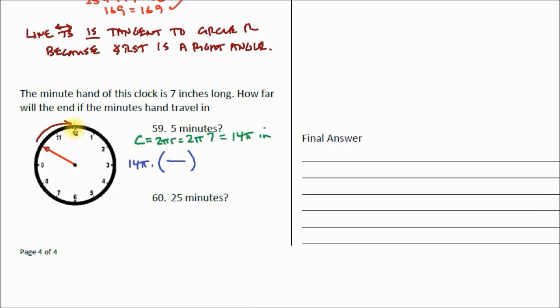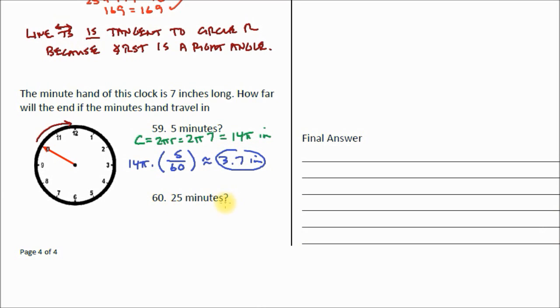Well, we know that a whole clock is 60 minutes. And we want to travel 5 of those minutes. Notice I'm not using degrees anymore. You could use degrees. You could figure out how many degrees 5 minutes is over a total of 360 degrees. It's a lot of work. We'll just go 5 minutes out of 60 minutes, and we put that in our calculator. We're going to get approximately 3.7 inches.